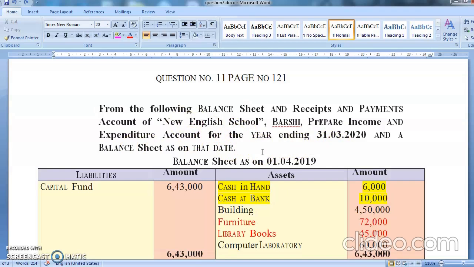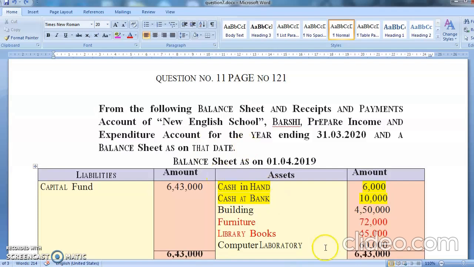See students, this time they have given you the balance sheet of last year and the receipt and payment account, that is a short form of a cash book. Okay, so you will have to decide what you are supposed to do.